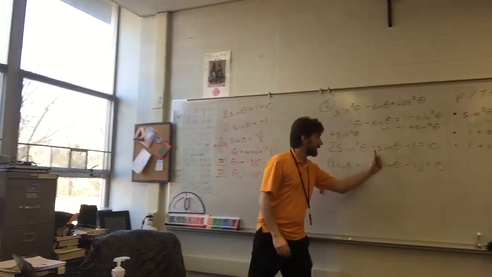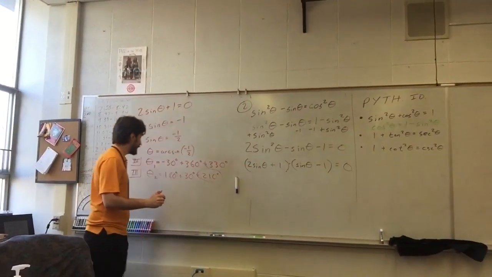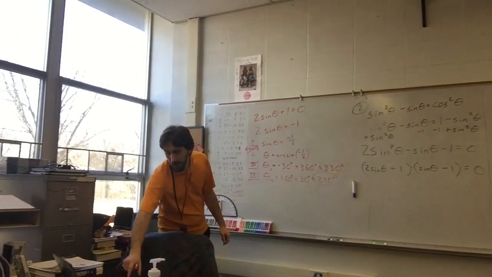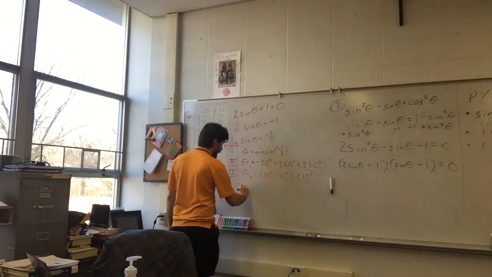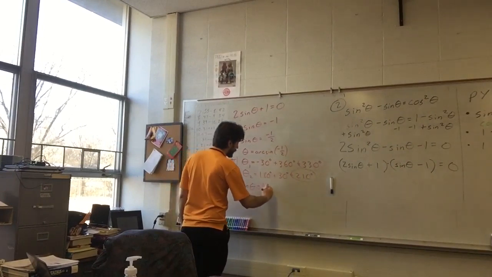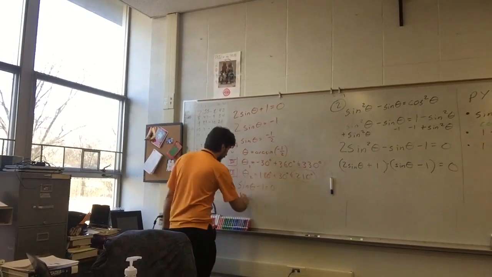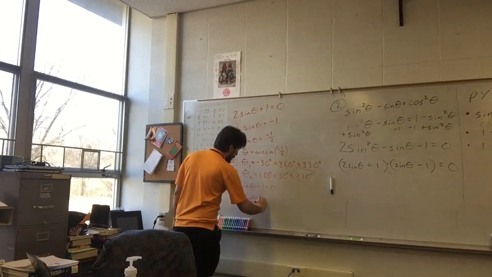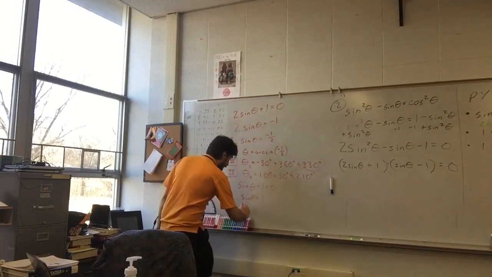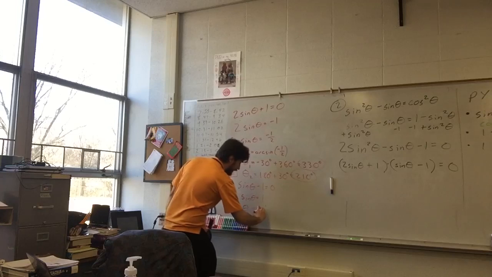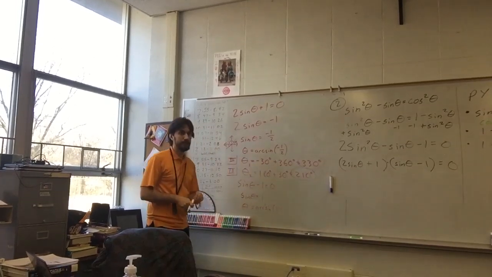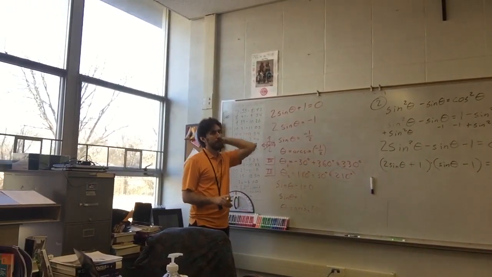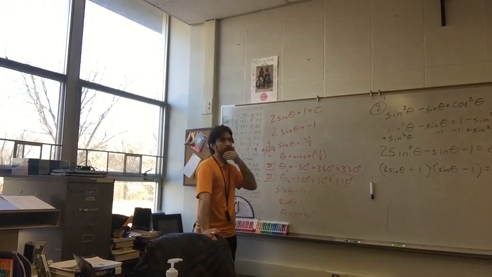Now we got to do this one, sine of theta minus 1. Well, that one's a little bit quicker. Sine of theta minus 1 equals 0. What do you do? Sine of theta equals 1. Theta will be the arc sine of 1. At what angle is that? 90 degrees. Right? Think about your unit circle.